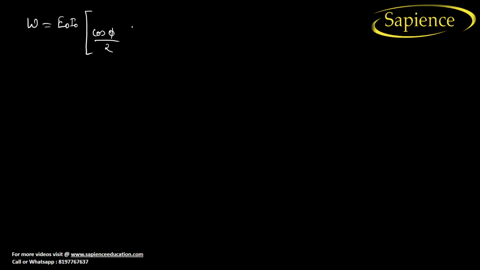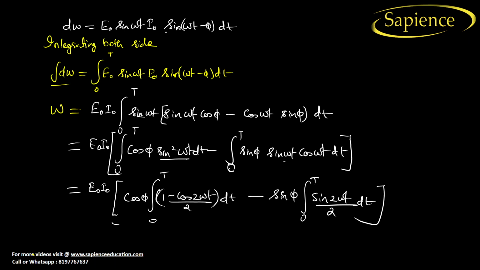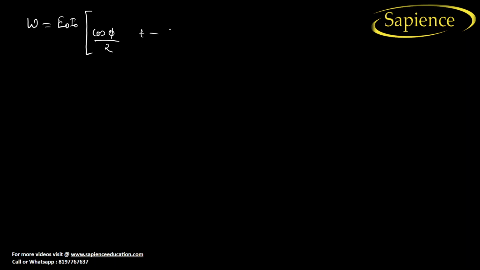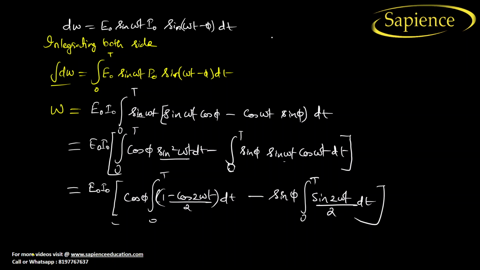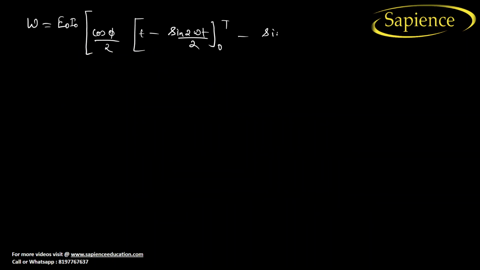So integration of 1, you know, will be t, minus integration of cos 2 omega t, which can be written as sin 2 omega t divided by 2, and the limit which is being put here is from 0 to time period T, minus again we can take here sin phi by 2.